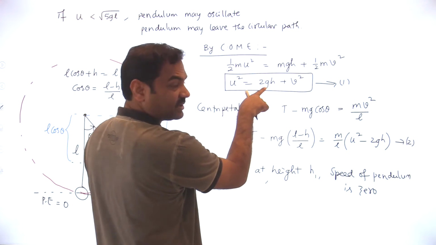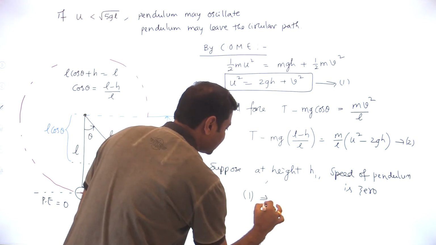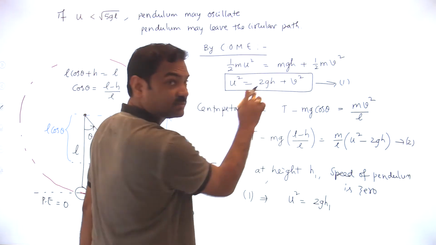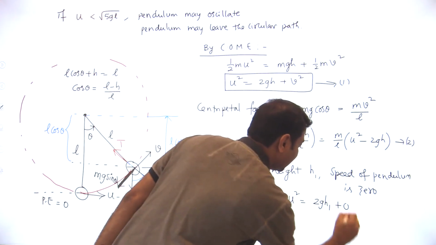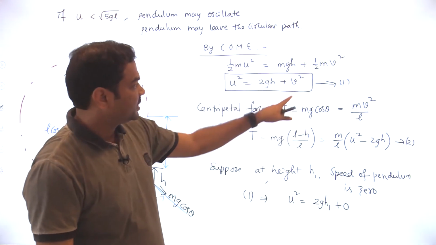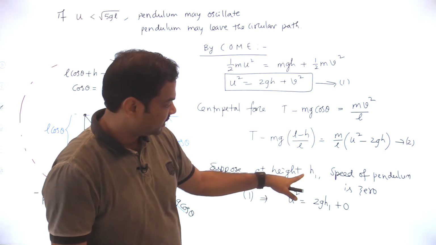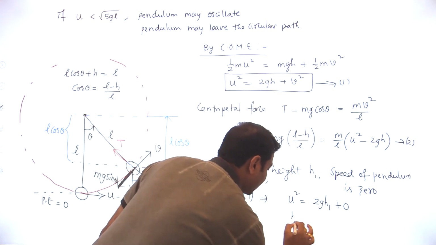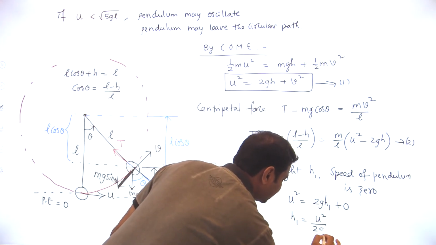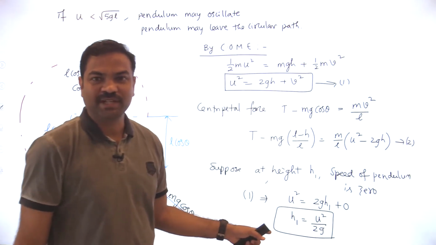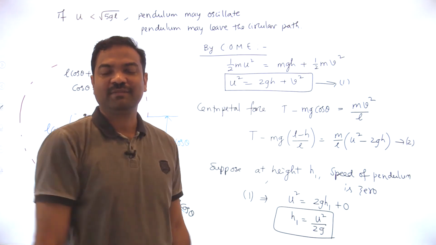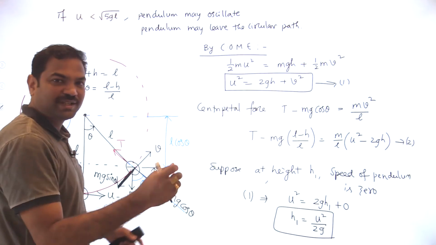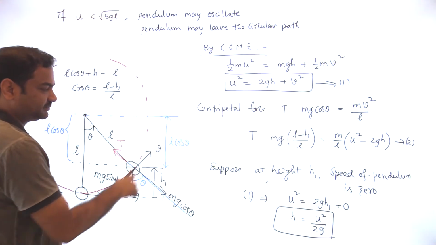So then I can use this equation. In the first equation, u square is equal to 2g h1. If I write the height value as h1, the speed value becomes 0. So what is the h1 value I can write down? h1 is equal to u square by 2g. It's something like in kinematics. If you project with velocity u, then at maximum height the speed will be 0, which is u square by 2g. The only thing is that here it goes vertically, but there it will go in a circular path.